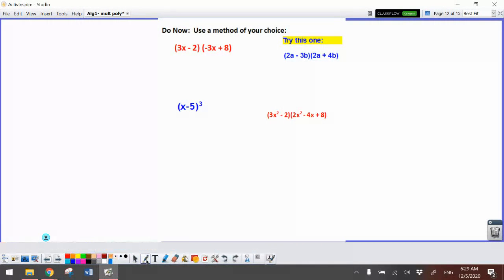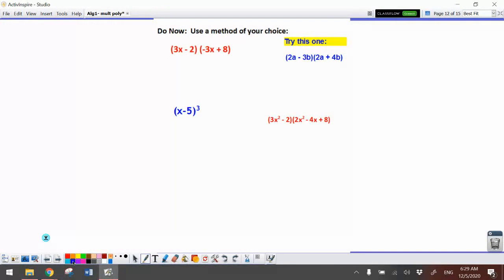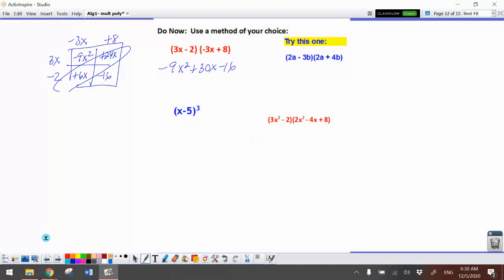All right, let's see how we did here. So I'm going to go ahead and start with, I think I'll do the box, the area model on this first one. So 3x minus 2, negative 3x plus 8, negative 9x squared, positive 24x, positive 6x, and minus 16. Again, combining on the diagonal. So negative 9x squared plus 30x minus 16 is that answer.